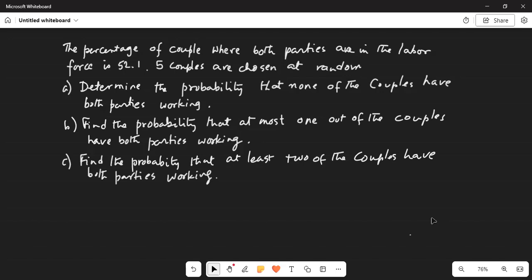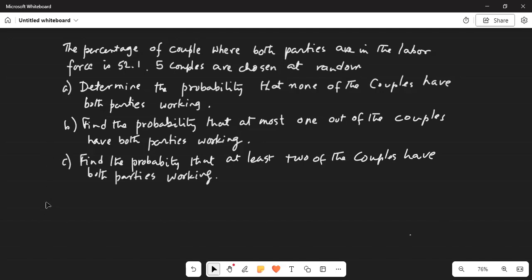The percentage of couples where both parties are in the labor force is 52.1. 5 couples are chosen at random. Part A: determine the probability that none of the couples have both parties working.